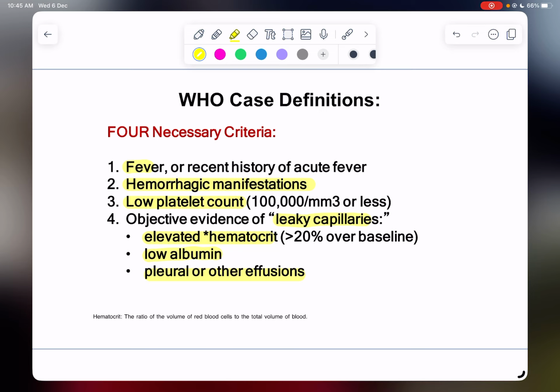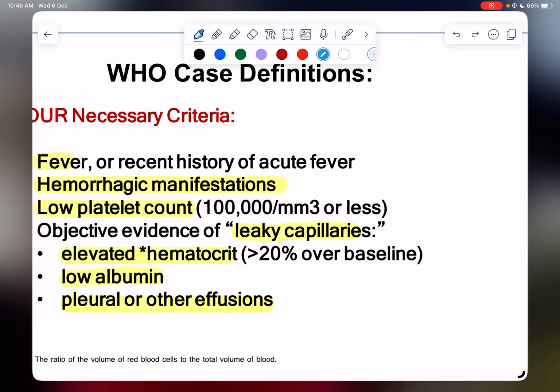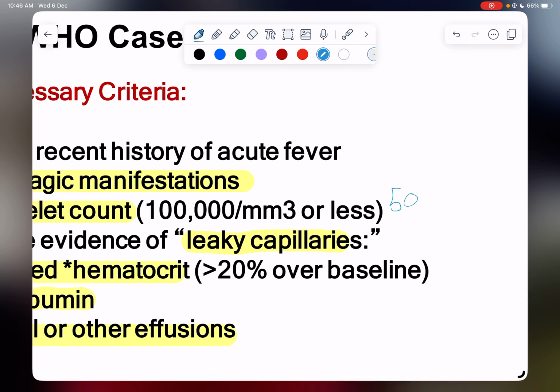1,50,000 to 4,50,000 is the normal platelet count. So when is the platelet level alarming? When it's below 100,000. When it falls to 50,000, it is extremely alarming. Any time the patient can go into a very severe bleed. So at 100,000, you need to do something. But at 50,000, you need to do a lot of things.